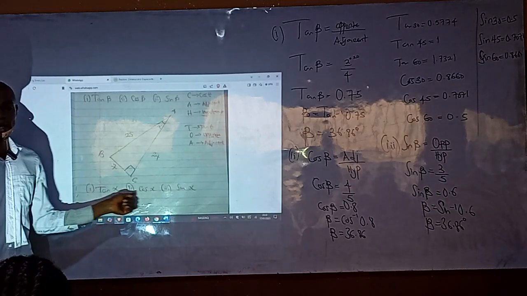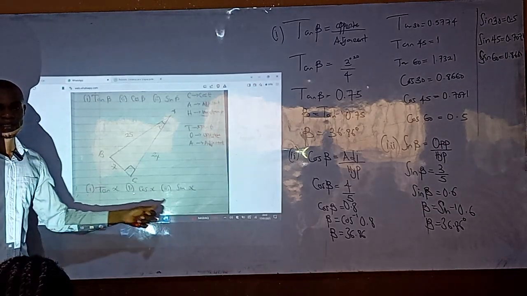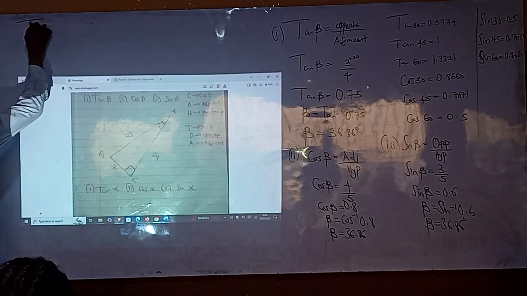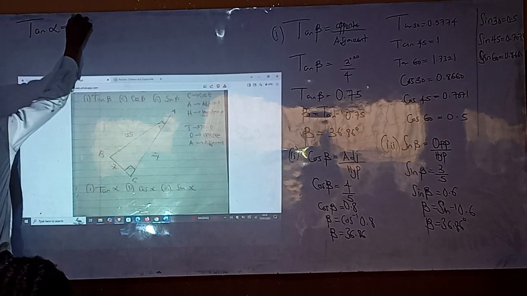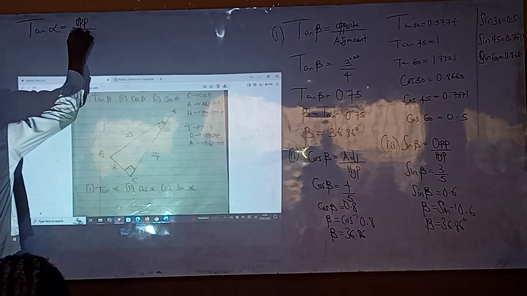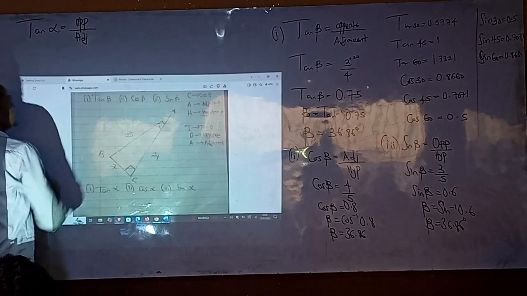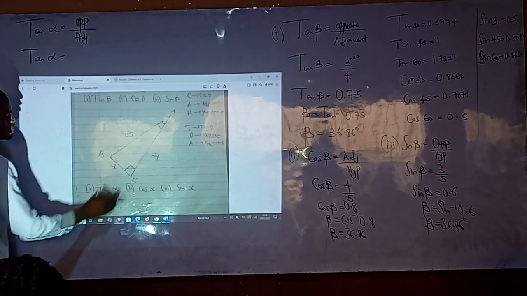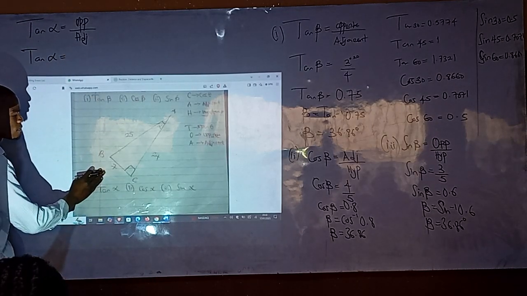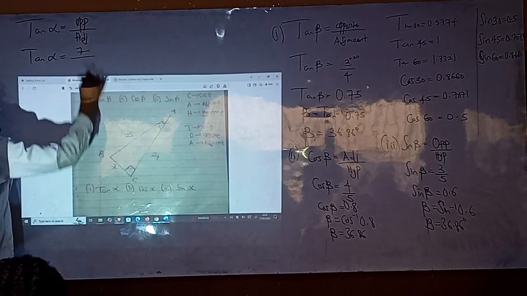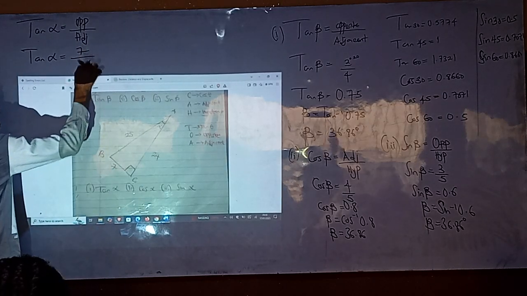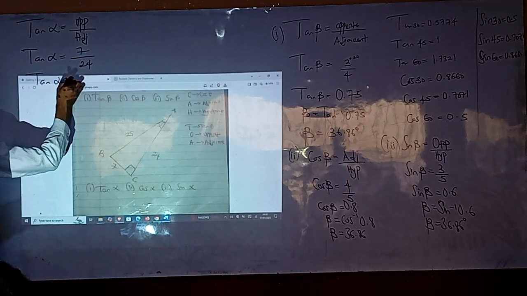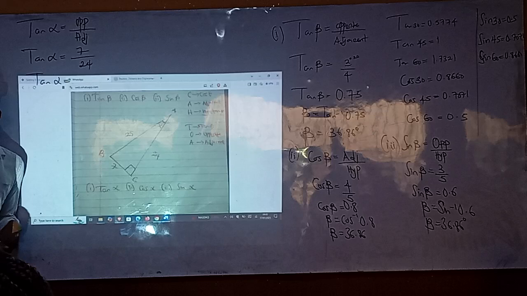You have to get tan alpha, cos alpha, sin alpha. What is the formula of tan alpha? That's opposite over adjacent. Now, tan alpha: where is my opposite value here? 7. Adjacent is 24. You now divide. Tan alpha, what's 7 over 24?